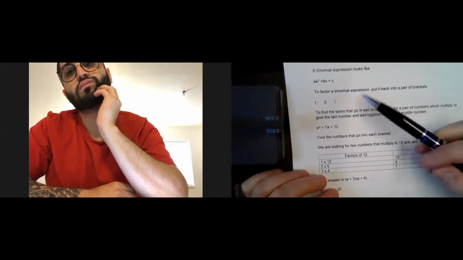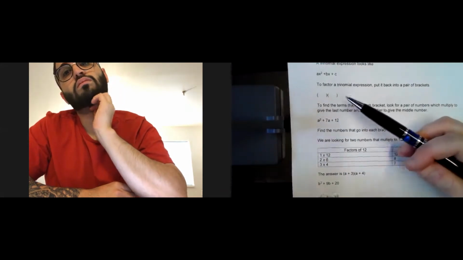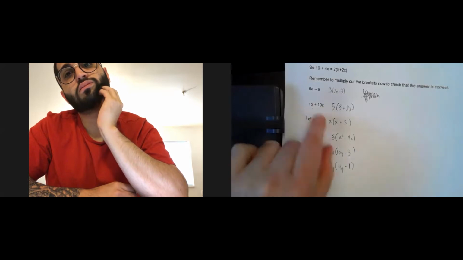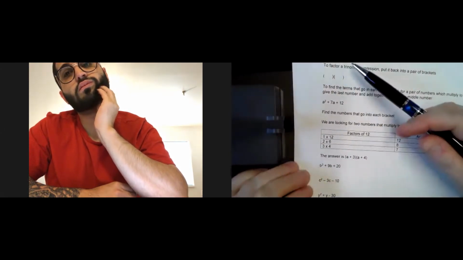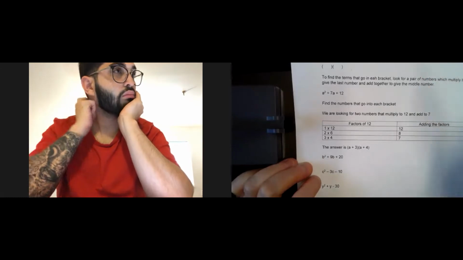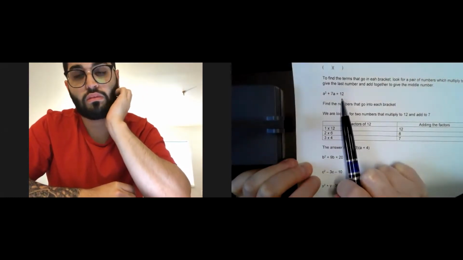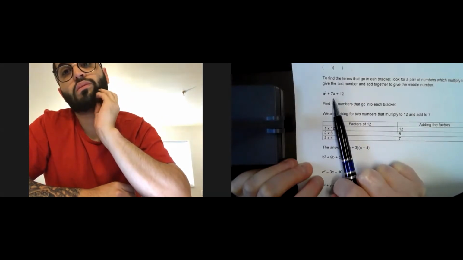All right, and when you factor these out, you're just going back to the double brackets rather than single brackets, because this was just 1 that needed to be factored out. Well, now you've got 3 that need to be factored out. And you're looking for numbers that multiply into 12 and added up equals 7.